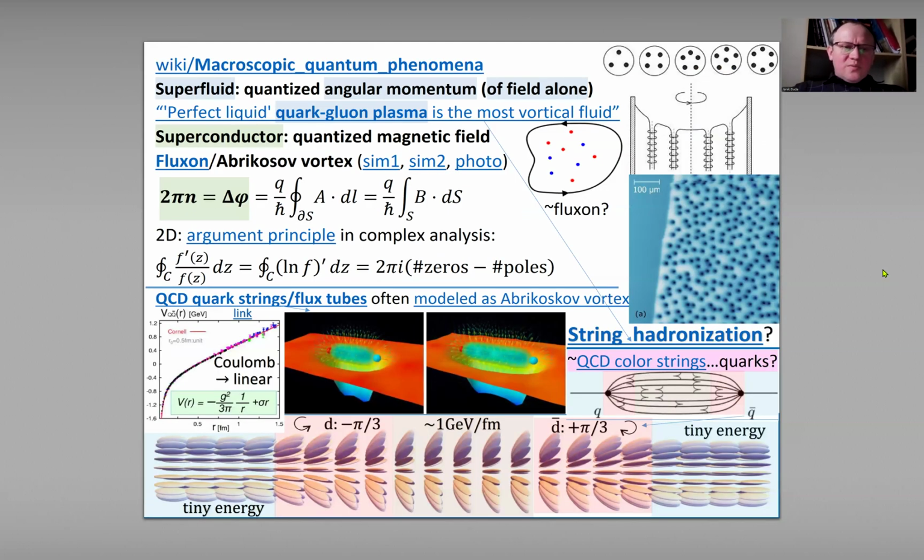Okay, so these topological vortices, one-dimensional structures, are well known in superfluids and superconductors, called fluxons. So we can calculate the magnetic field by integration, getting quantization of the magnetic field this way.